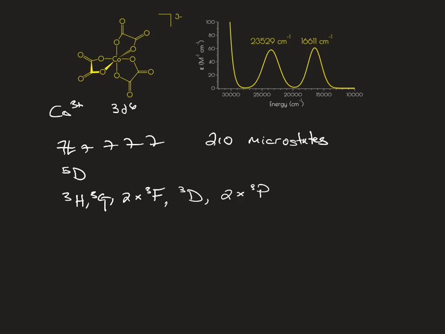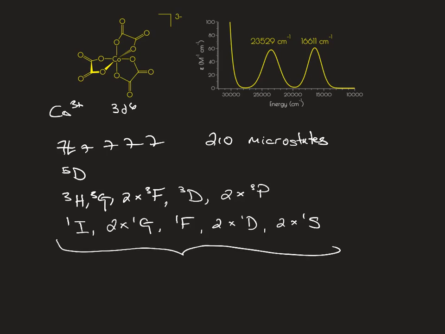In addition to the quintet and the triplet states, there's also a number of singlet states. A singlet I, 2 singlet Gs, a singlet F, 2 singlet Ds, and 2 singlet S terms. Of course, going from the high symmetry free ion, these are going to further split into lower degeneracy terms when we move into Oh symmetry.